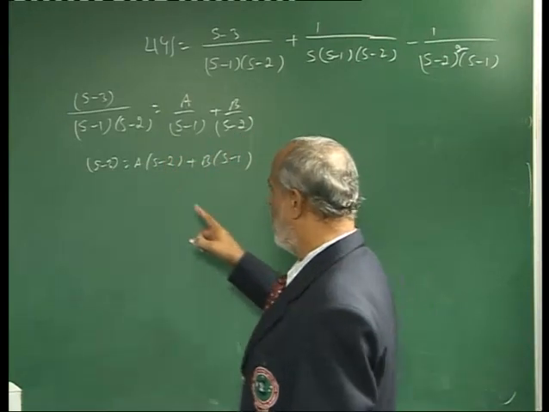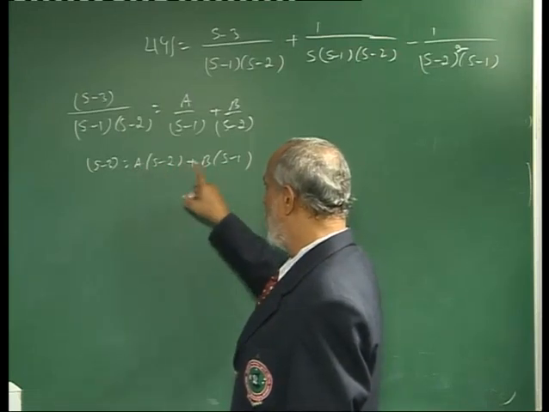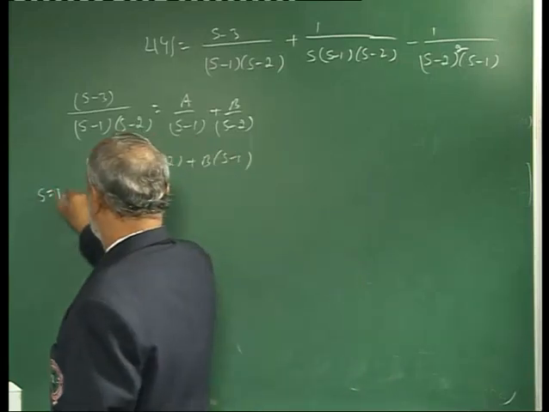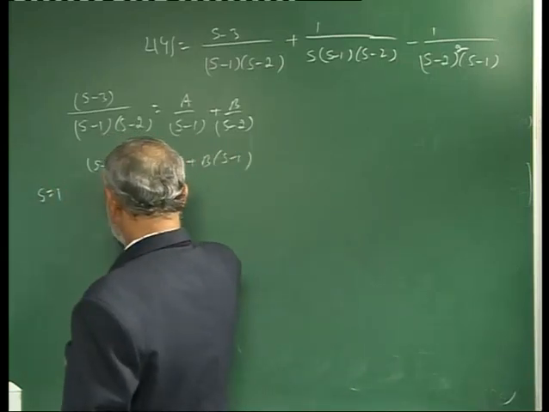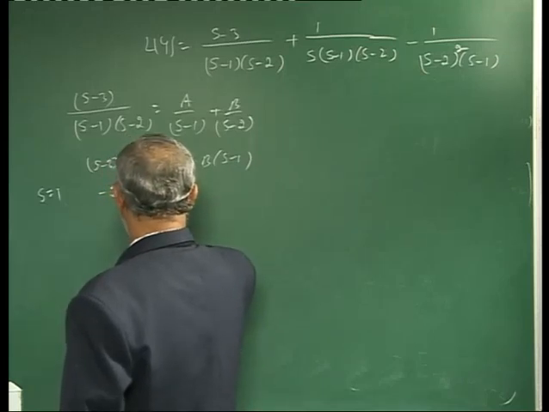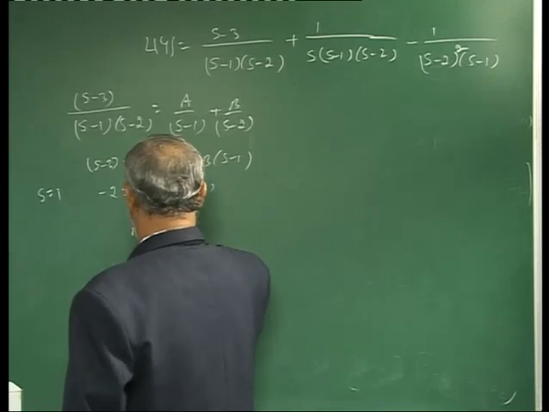Now your intention is to find the values of a and b. Put s is equal to 2, you get the b value. Put s is equal to 1, you get the a value. If you put s is equal to 1, 1 minus 3 is minus 2, this is a, here 1 minus 2 is minus 1, then b becomes 0, then a is equal to 2.